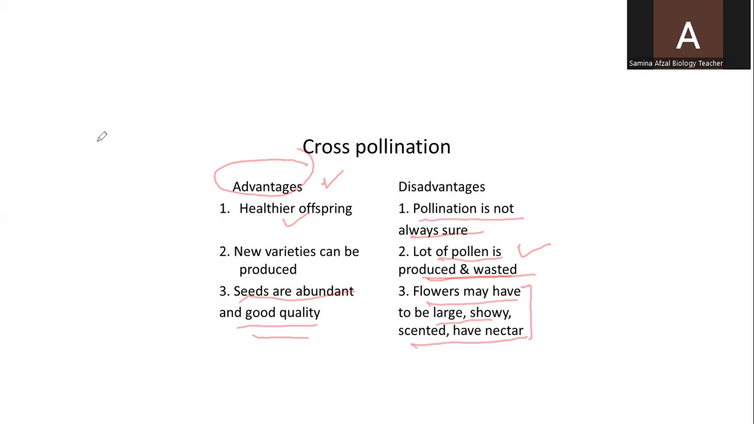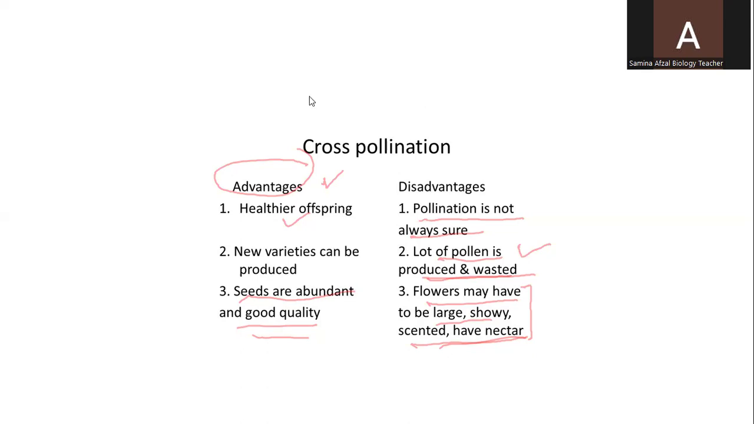Flowers may have to be large. They have to be showy or scented, and have nectar. So nectar glands should be present in there. If these nectar glands or other things are not there, the process will not take place.